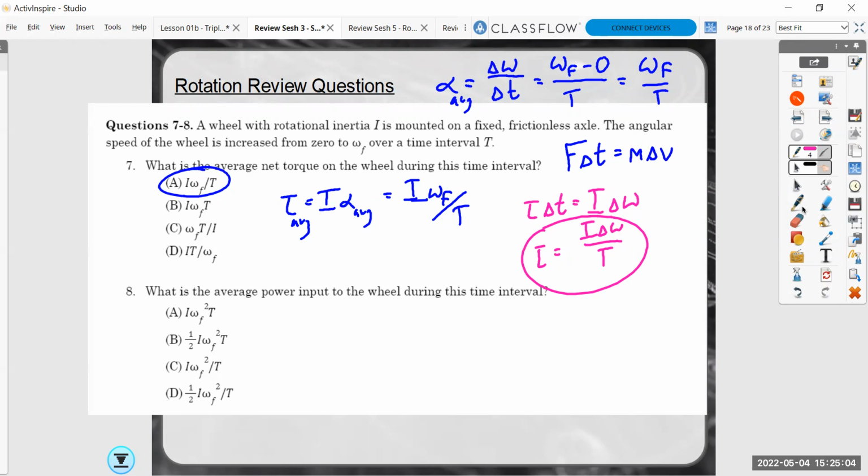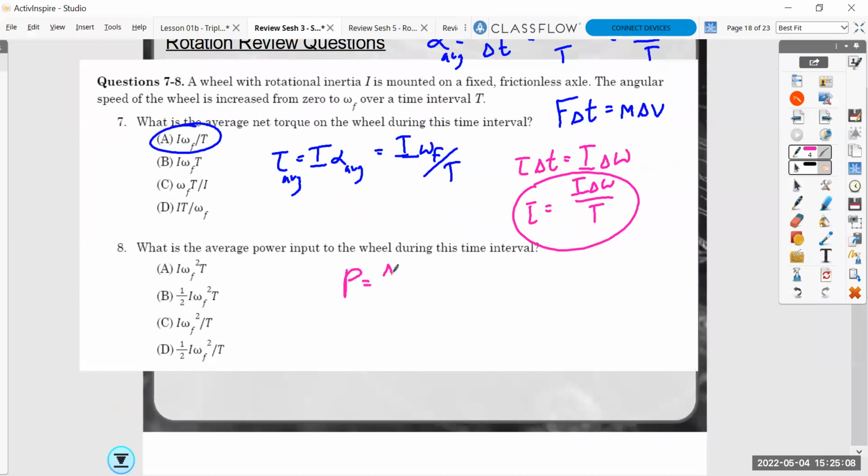As for power input to the wheel, let's remember that power is change in energy over change in time. Well, as this thing spins up, it's going to get some rotational kinetic energy. Rotational kinetic energy is, well, 1/2 I omega squared. And how long does it take? Well, it takes a certain amount of time t. So it is in fact D here.